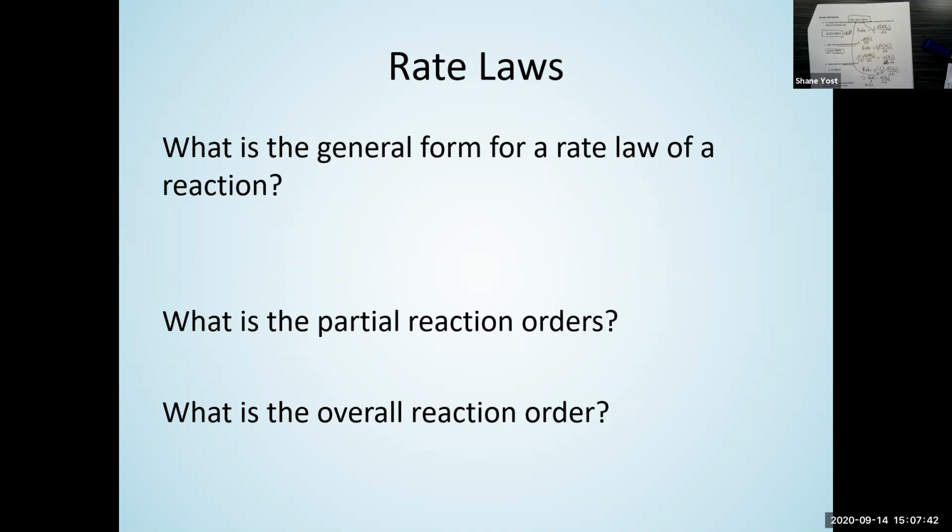So rate laws. Rates of chemical reactions can depend on the concentrations of your reactants, and that dependence is given by the rate law. We've been talking about the rate of the reaction. Now we're using these rate laws to describe how that rate of the reaction depends on the concentrations of your reactants. And so what is the general form of a rate law?